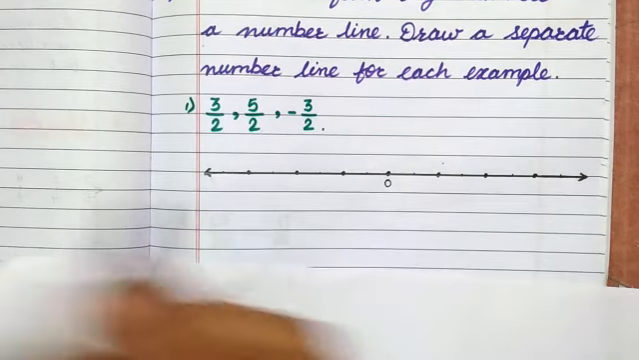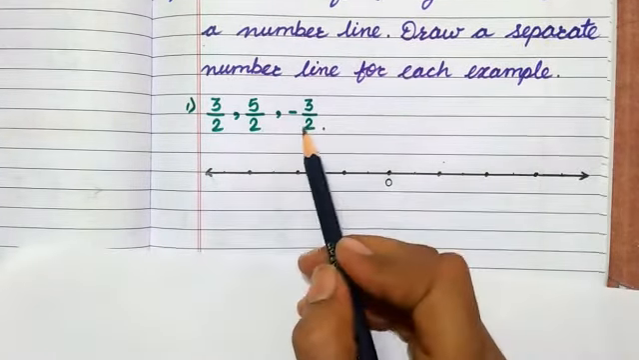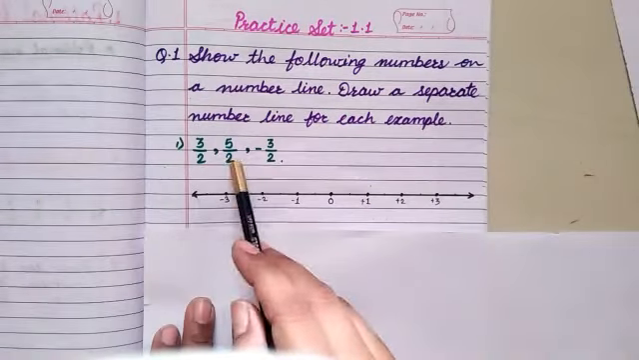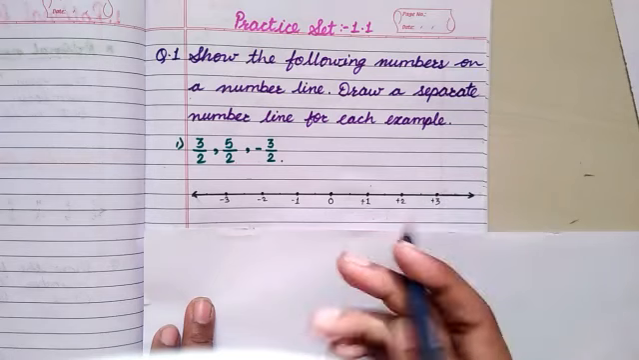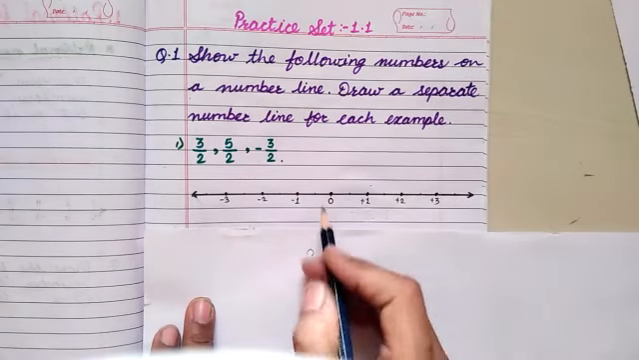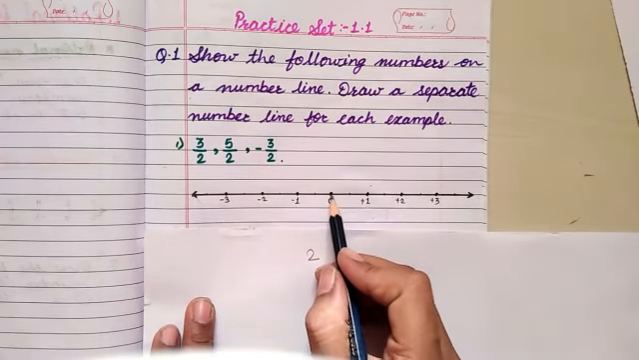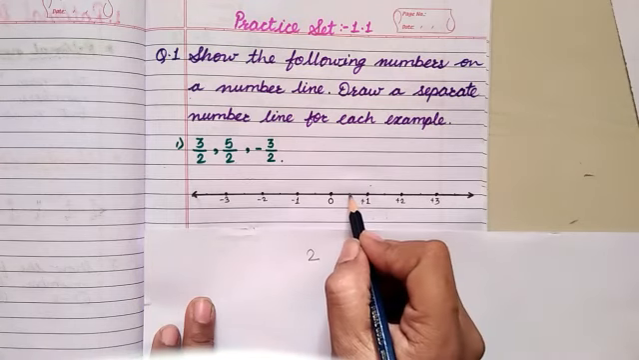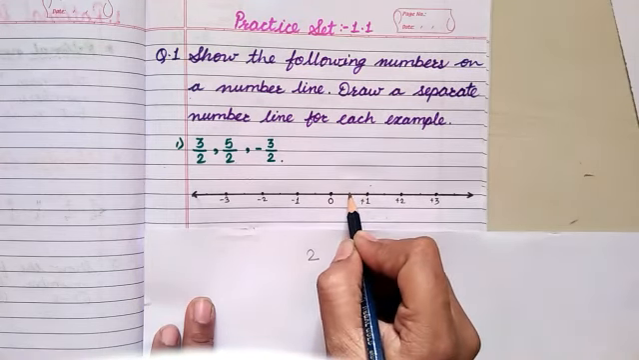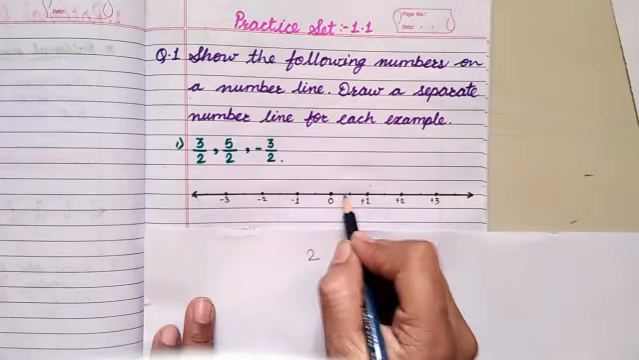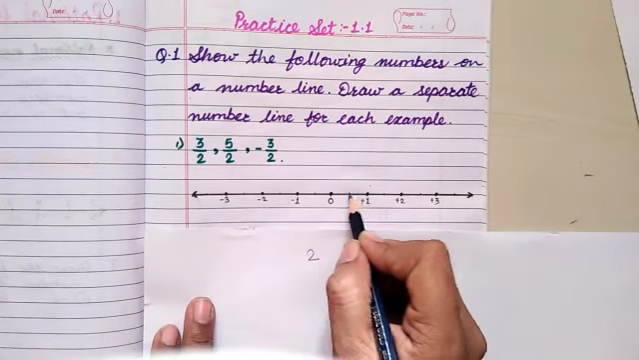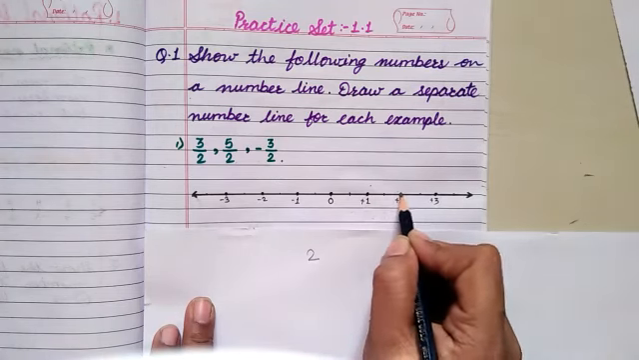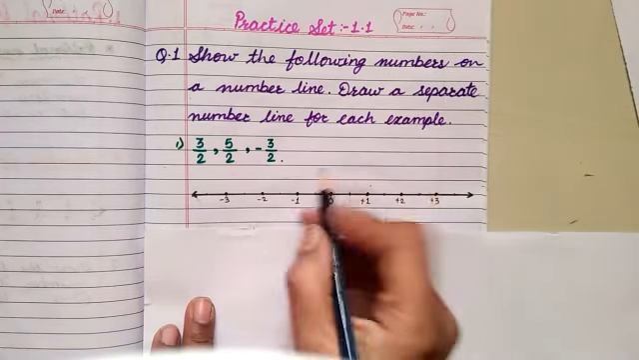Now students, let me first explain how we are able to show this fractional number. Here the denominator of the given number is 2. So we have to divide this unit into two parts. If we put one single dot here, then this whole unit will be divided into two parts. In the same way, we have to put one dot between every two units.